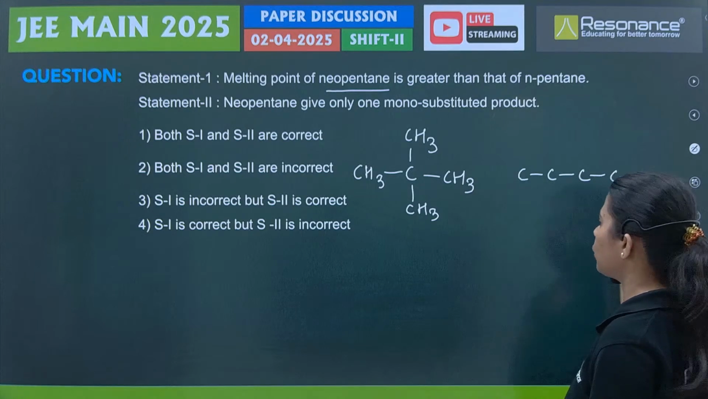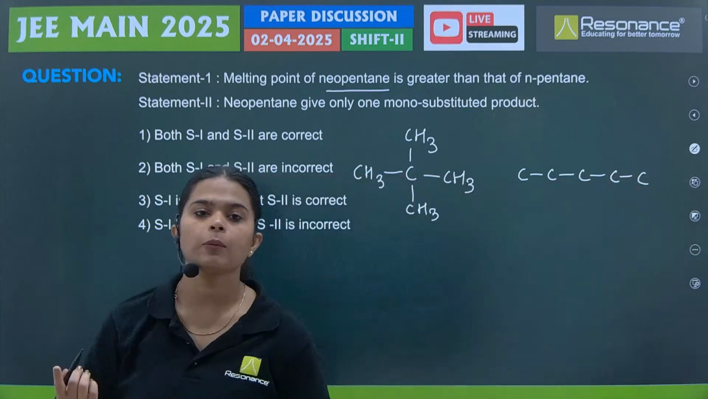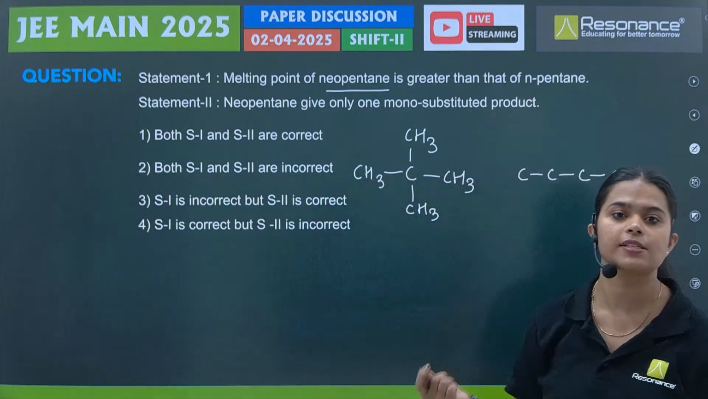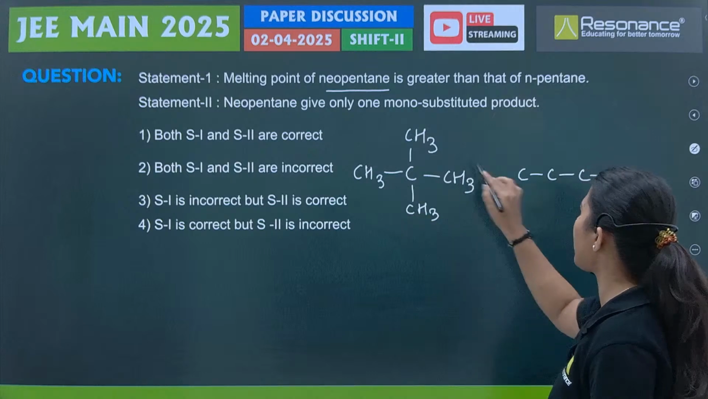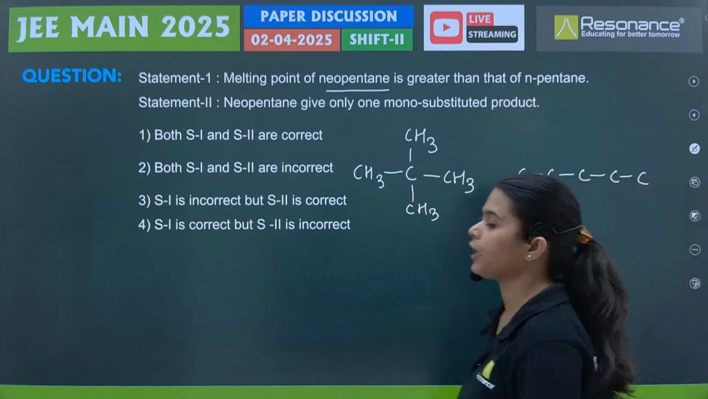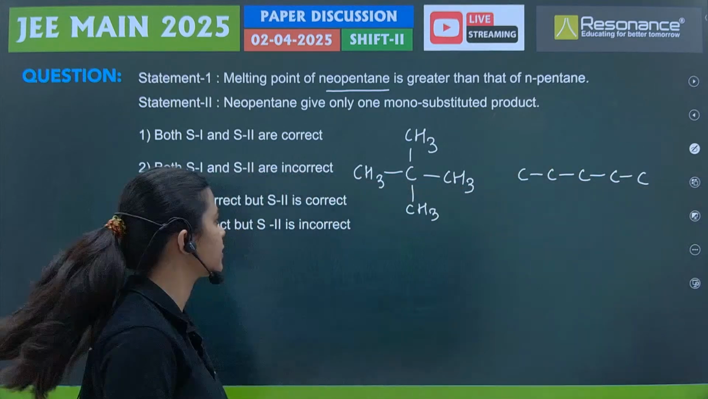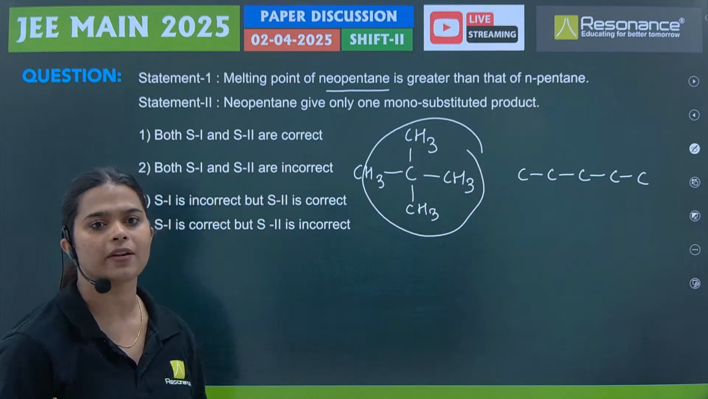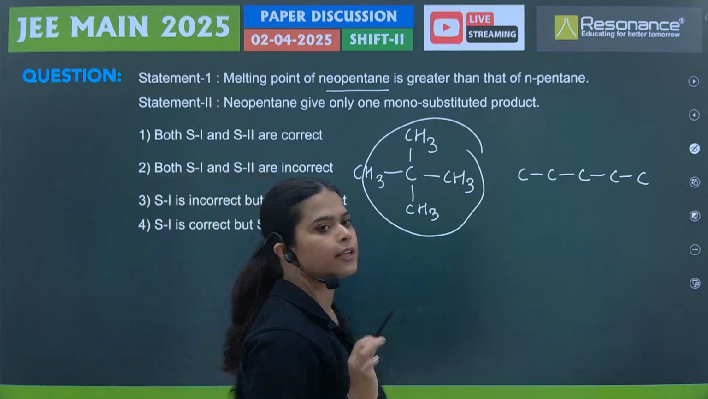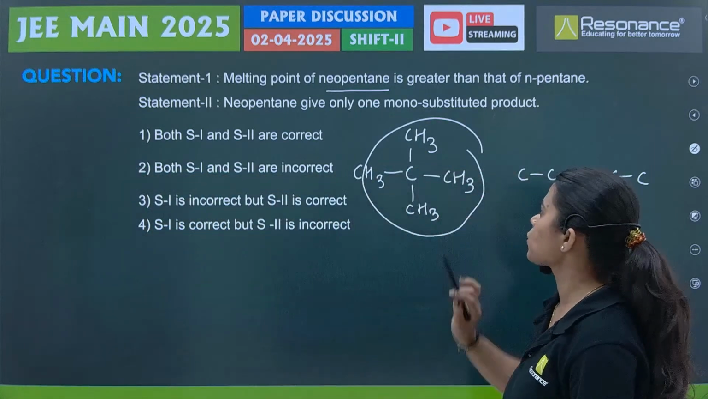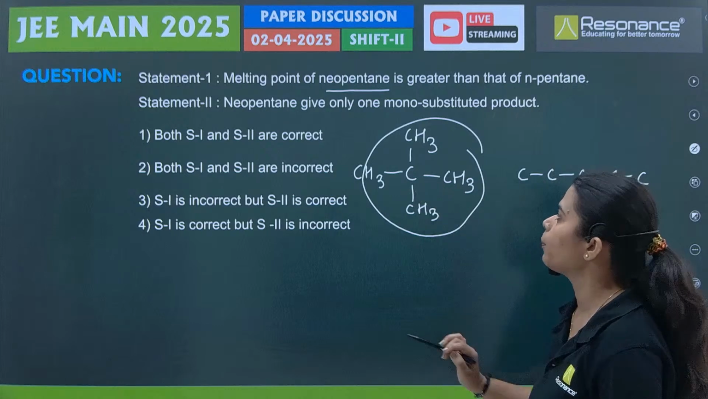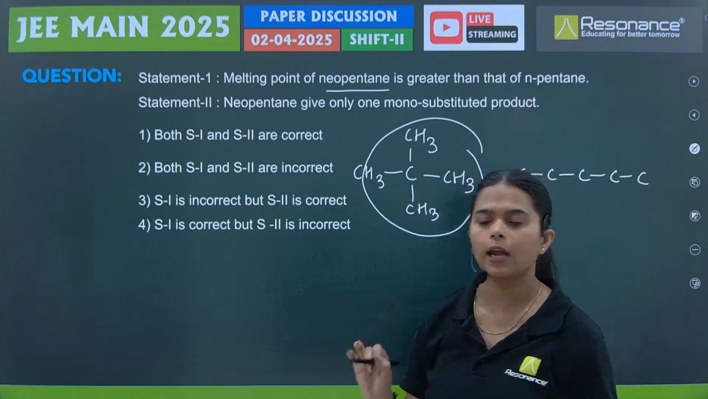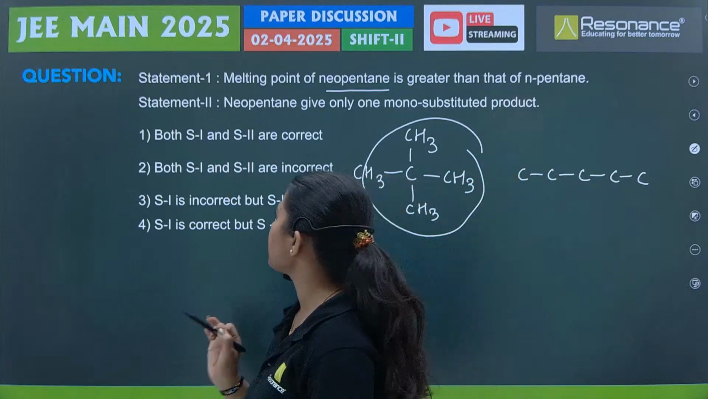Now what we know here is that where the melting point is greater, the crystal lattice is going to be better and the packing efficiency is more. So if we see neopentane and n-pentane, which one has the better packing efficiency? That is neopentane. If you see the structure, this structure is symmetrical. So the crystal lattice efficiency is going to be better in case of neopentane. So the melting point of neopentane is greater in comparison to n-pentane. So the first statement is the correct one.